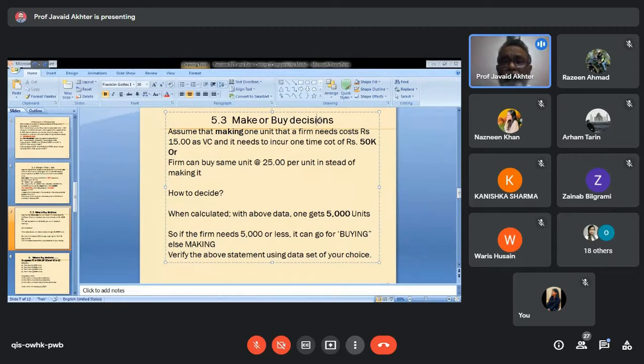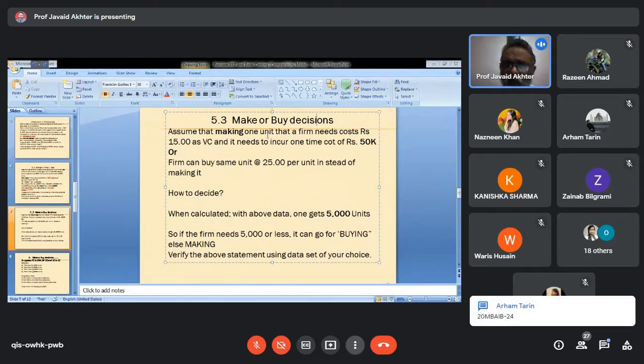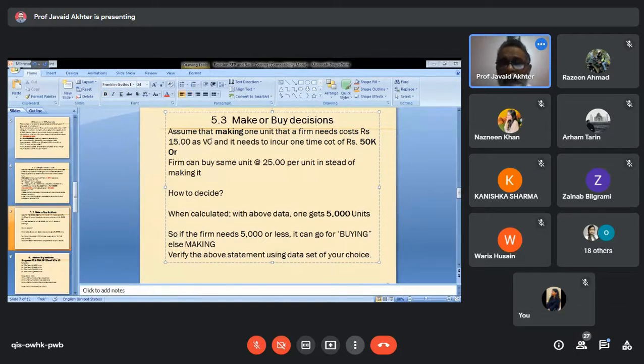Let us illustrate. Suppose that making one unit that the company requires for one of its main products costs the company rupees 50 as variable cost, and if the company wants to produce it, it needs to incur 50,000 rupees fixed cost. Alternatively, the firm can buy this unit instead of making it from the market for rupees 25. In such a situation, what should it do? Should it buy or should it make? This is an example wherein the make or buy decision can be explained. How would it decide?